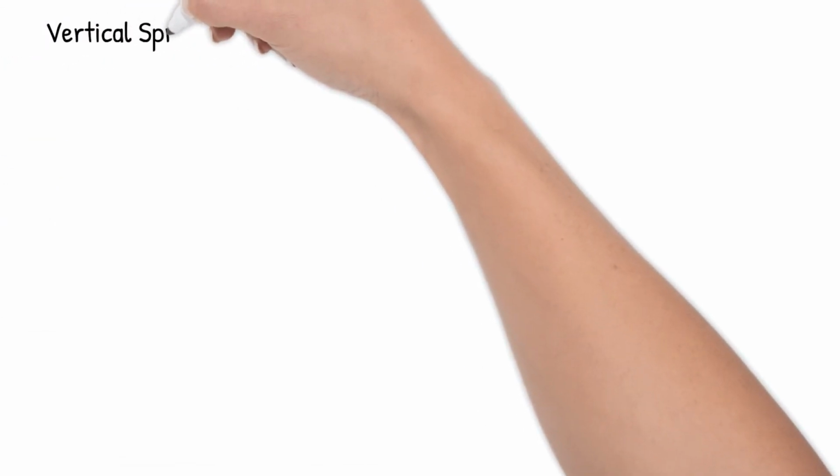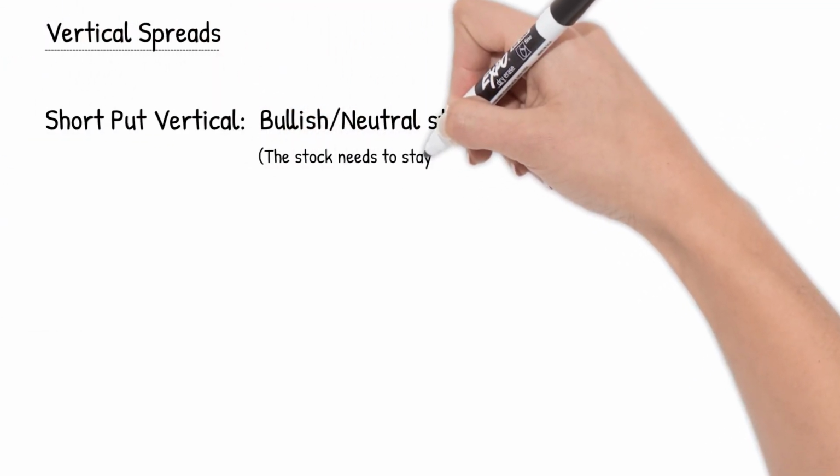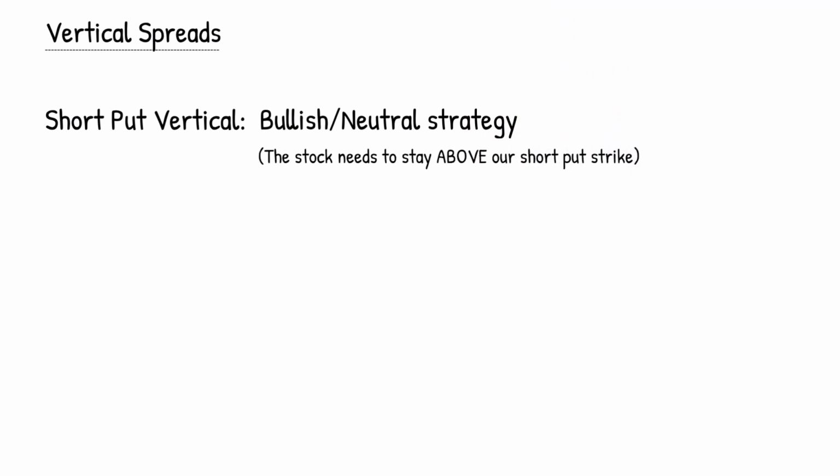As we have seen then, a short put vertical is a bullish to neutral strategy that makes the maximum profit when the stock remains above our short put strike at the expiration date. Our break-even price on this trade is a little below the short put strike and depends on the net credit we receive from selling the vertical spread.